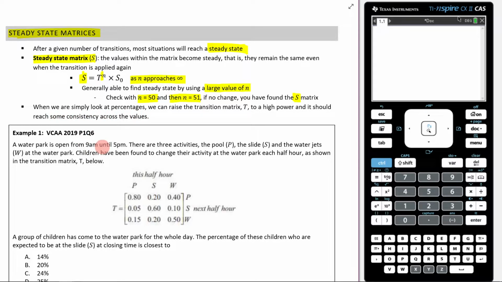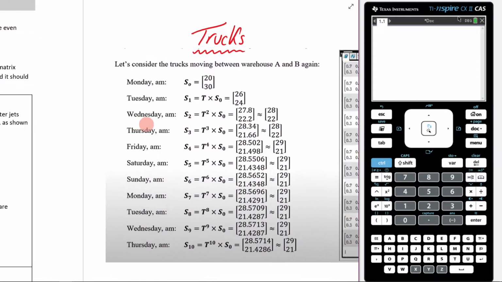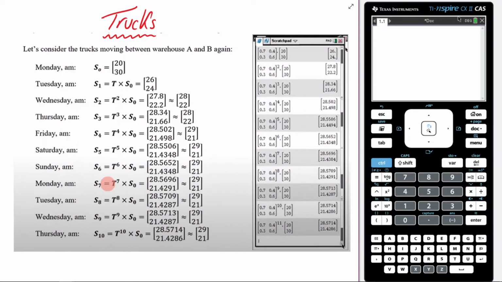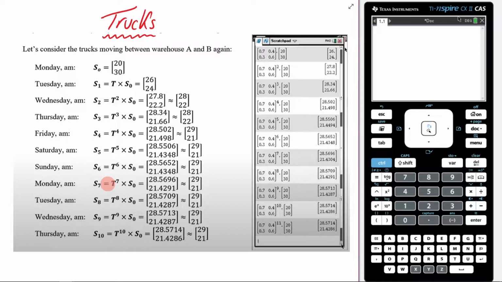Now, before we launch into our examples, you don't have to write this down, but I just want to show you this. Hopefully this will solidify in our minds what a steady state matrix is. Let's consider the trucks moving from warehouse A to warehouse B. This is our initial matrix right here. We start off with 20 and 30. Then we apply the same transition matrix to it each time, so we've got some movement from A to B, going from Monday, Tuesday, Wednesday, Thursday, and we keep on going.